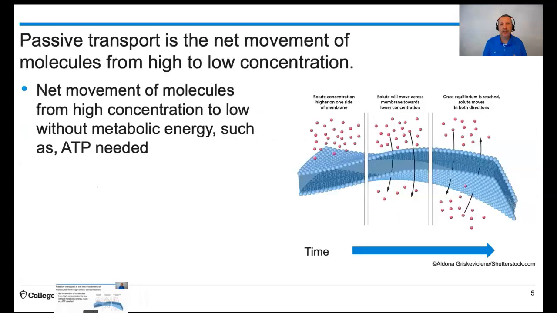So we know that molecules move down their concentration gradient. That's passive transport. That is, it does not need energy to do that. So net movement of molecules from high concentration to low does not need metabolic energy, so ATP is not required.